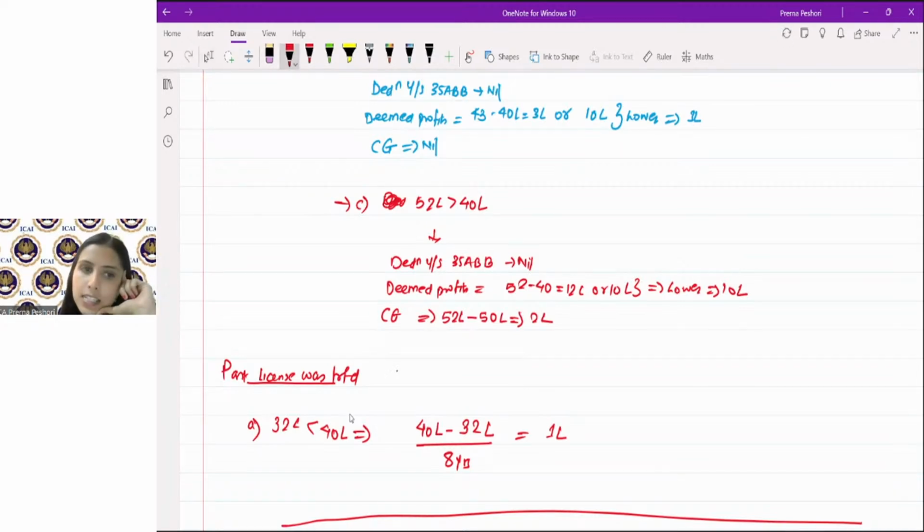So if the patent license is transferred, your sale consideration is 32 lakh, right? The unamortized amount is 40 lakh. From this 40 lakh, you reduce the 32 lakh, which is your sale consideration, and you take the deduction on a pro rata basis in the balance period which is remaining. Out of 10 years, we have already claimed it for 2 years. So 10 minus 2, for 8 years, you will have to claim the balance deduction. Clear?